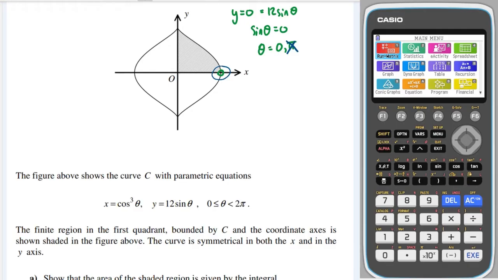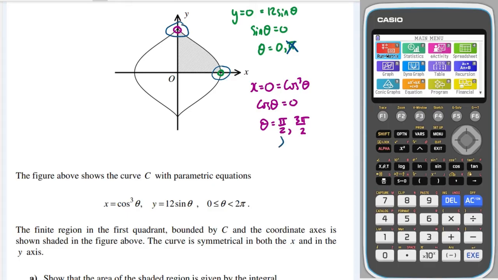Okay, let's look at the lower limit, and that is going to be at this point here. And that point there is when the x coordinate is equal to 0. So that's equal to cos cubed theta, which means that cos theta equals 0, which means that theta is equal to pi over 2 or 3 pi over 2. Those are the times when cos theta equals 0. And again, we want the y coordinate there to be positive.